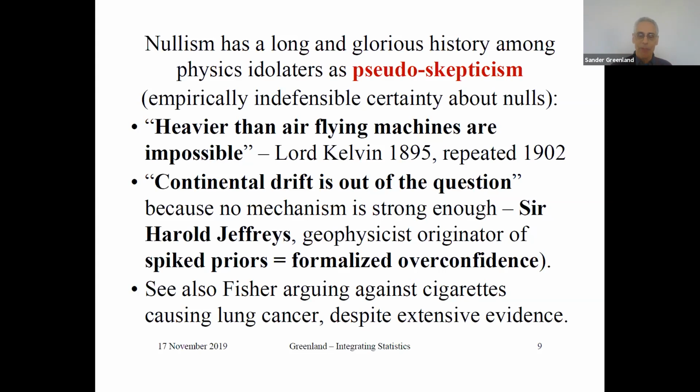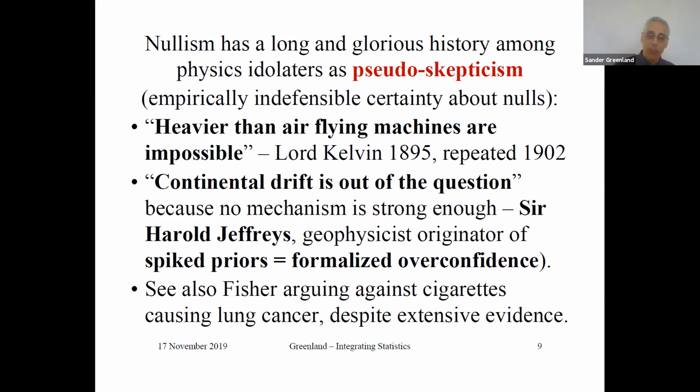Or Kelvin, whenever you see the Kelvin temperature scale, remember that he said right up to 1902, heavier than air flying machines are impossible. Continental drift is out of the question. That was said by Sir Harold Jeffreys, who is the hero of much of the current Bayesians. He's a geophysicist, lauded and accomplished, and he's also the originator of spike priors, which are formalized overconfidence.